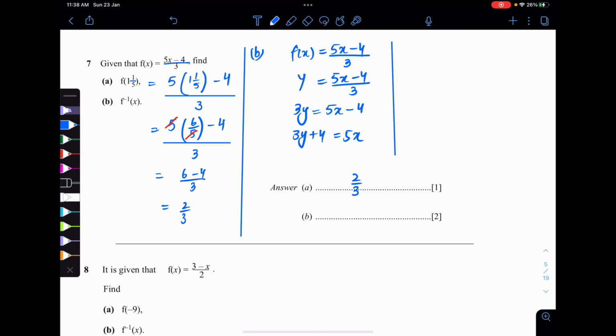Let's go to another column. So see, if you're making columns along the way, it is really, really helpful. x is equal to 3y plus 4 over 5. And f inverse of x will be equal to 3x plus 4 over 5.